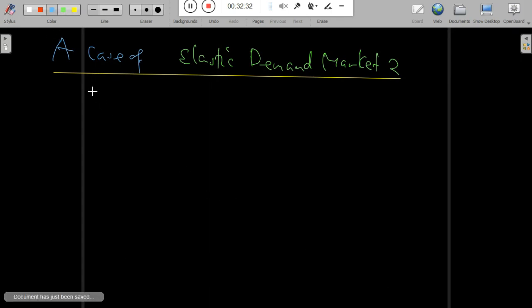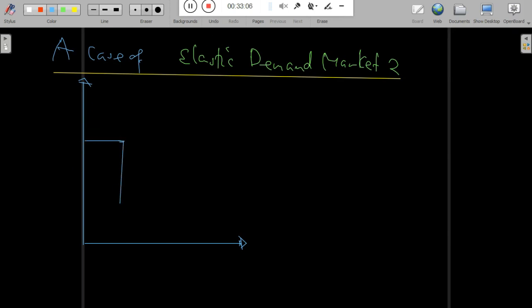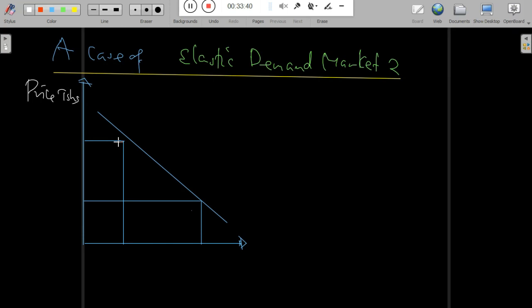So when you sketch out the graph, it will appear like this. On the left-hand side, you have the price in Tanzania shillings, and on the x-axis, you have the quantity demanded. So we have the price level and we have the quantity demanded. The demand curve cuts across over there. We have 0, 5, 20 on the axes. This is the demand curve.